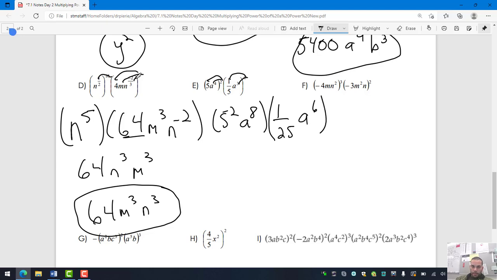I'm going to change this 5 squared to a 25. 25, a to the 8th, times 1 over 25, a to the 6th. And then we multiply. 25 times 1 over 25 should give me just 1. And then a to the 8th times a to the 6th. Add the exponents, keep the base. a to the 14th power is my final answer.